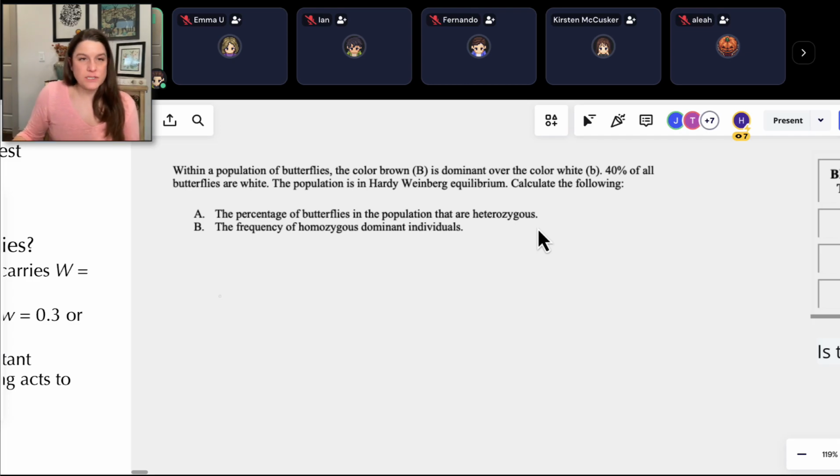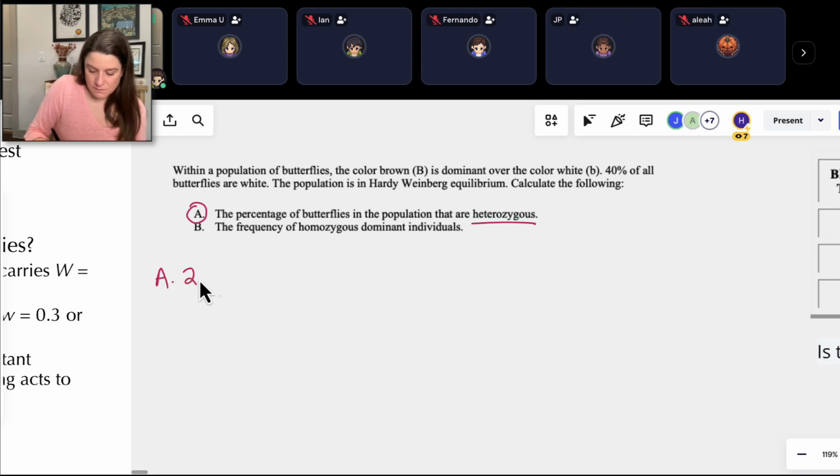What are we going to ultimately need to find the frequency of? What are they asking us for in part A? What's the question? Are they asking us ultimately to figure out something about heterozygotes? 2pq. And you know that because heterozygote means a big A, little a, or big B, little b in this case. So 2pq is the frequency of heterozygotes, and that's what we're looking for.